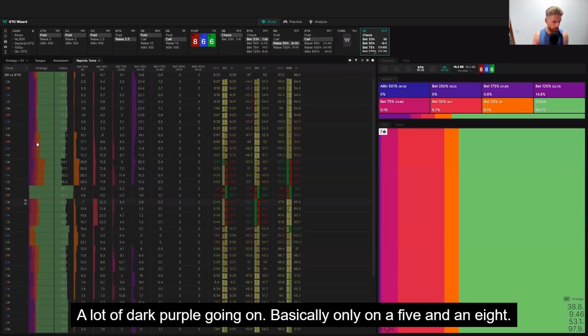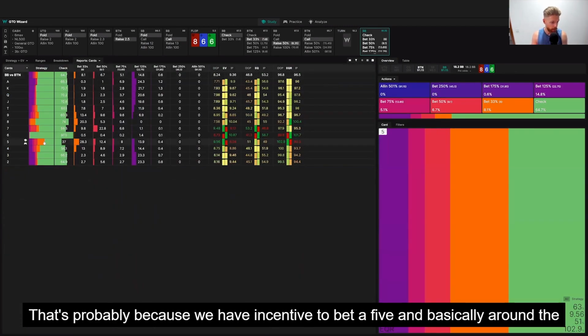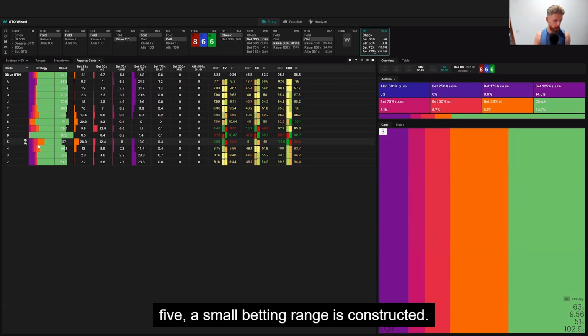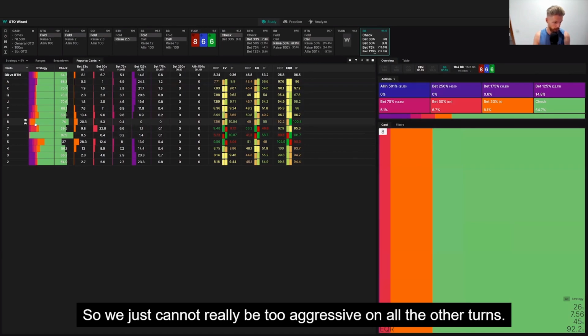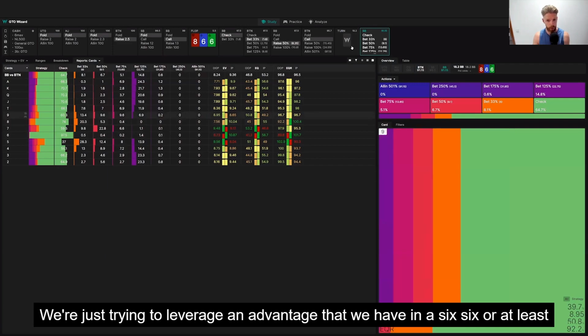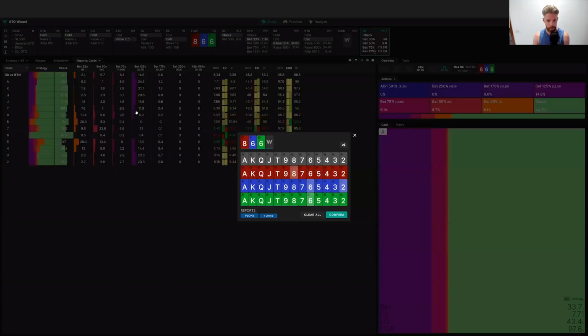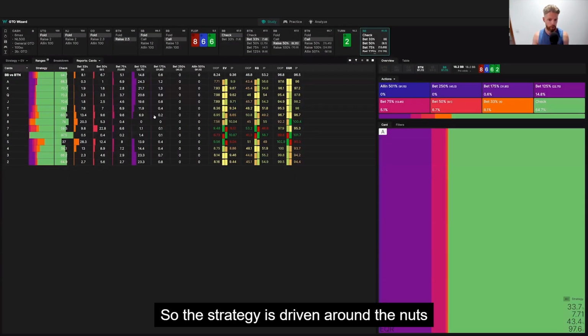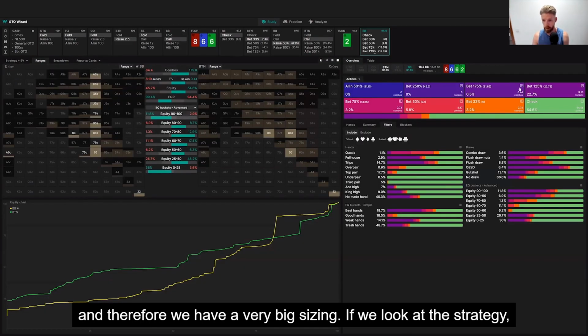Basically, only on a 5 and an 8, we see small betting. On a 5, that's probably because we have incentive to bet a 5. And basically around the 5, a small betting range is constructed. On the 8, it's probably because Vinton also has a lot of 8x, so we just cannot really be too aggressive. On all the other turns, we're just trying to leverage an advantage that we have in a 6x, or at least I would intuitively say that we have an advantage in nuts. 11.8 versus 3%. So the strategy is driven around the nuts, and therefore we have a very big sizing.